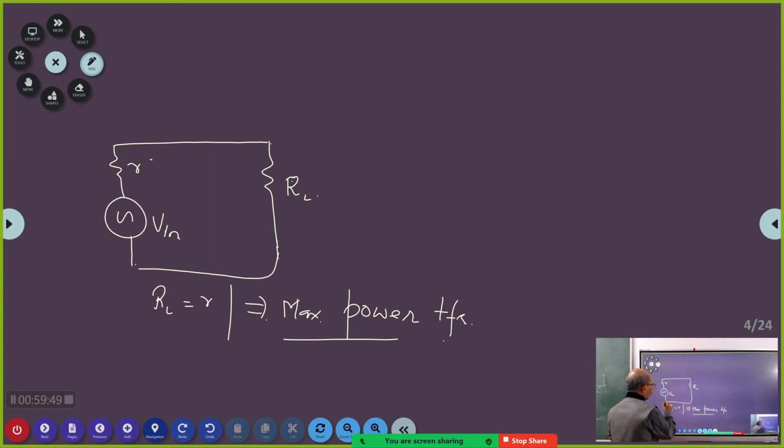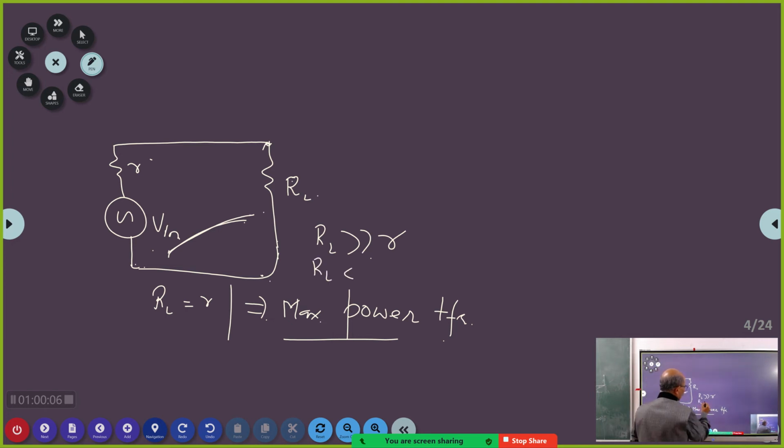Now when you want maximum power transfer, that is one case. But when you want maximum voltage to go to the output, then you will make sure that RL is very, very greater than R. Then maximum voltage will be transferred to the output. Now if you want maximum current to be transferred, then RL must be very, very small compared to R. Then maximum current. Correct? Maximum current, maximum voltage, maximum power transfer. These are the requirements. Okay.